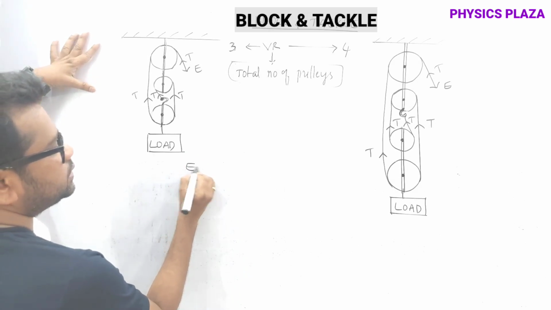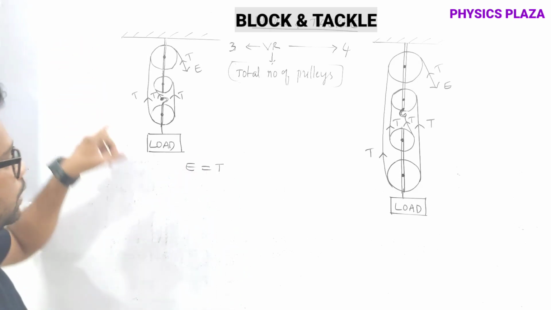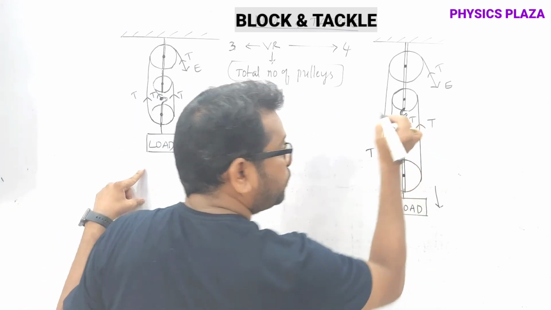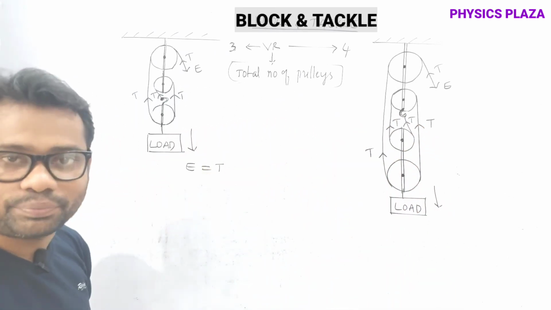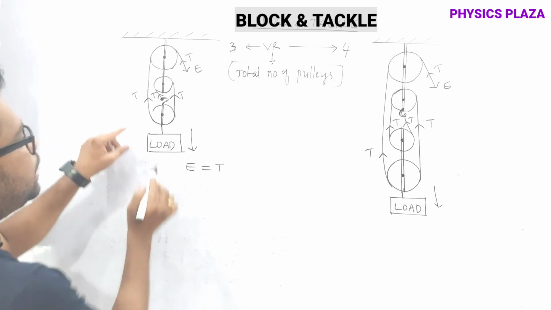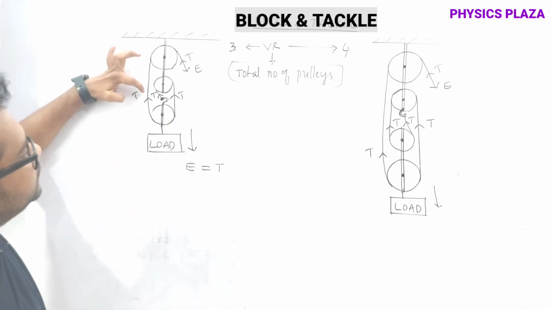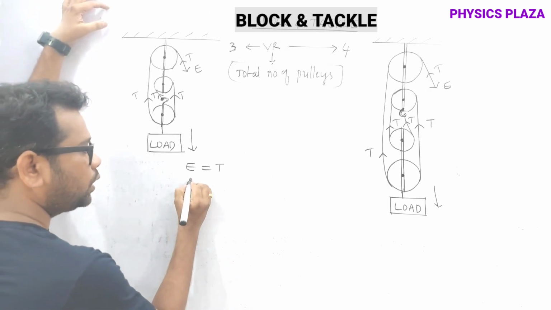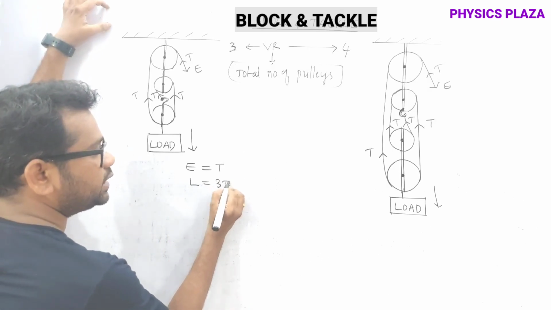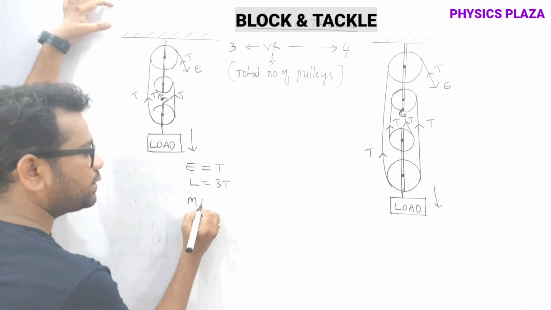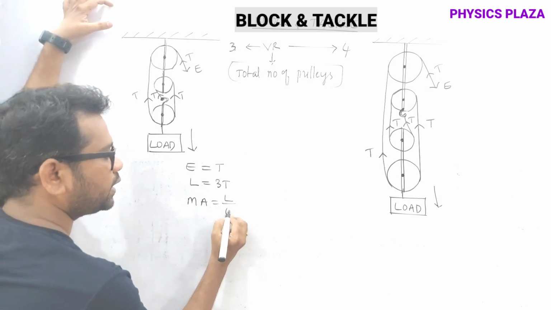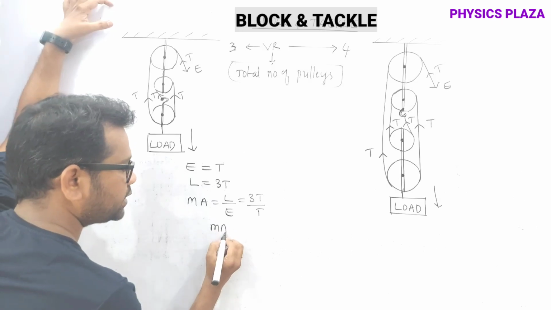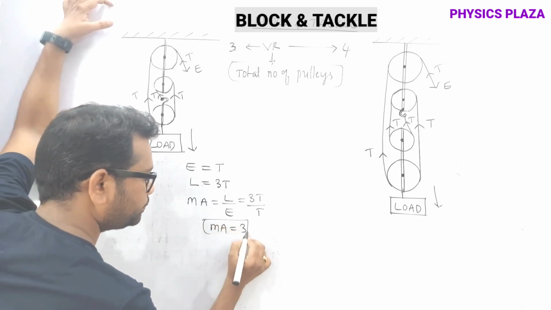So let us come to this case. Here effort is balanced with a tension T. But children, load direction is very important. It is always downward, and tension is always upward in this case. This load is balanced by these 3 segments of the string, which means load is equal to 3T. Mechanical advantage is equal to load by effort, which is 3T by T. So mechanical advantage is equal to 3 for this system.